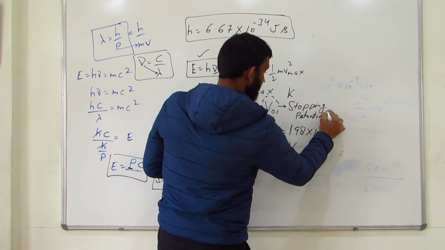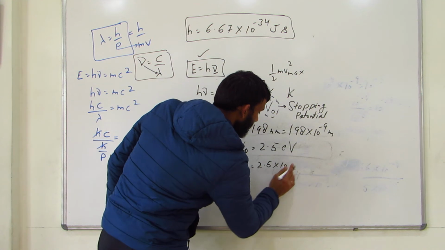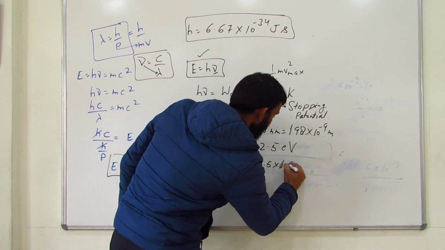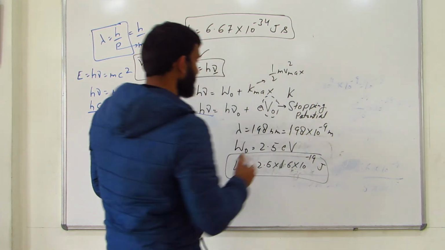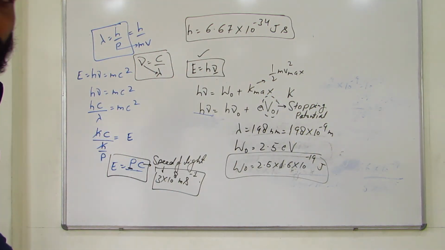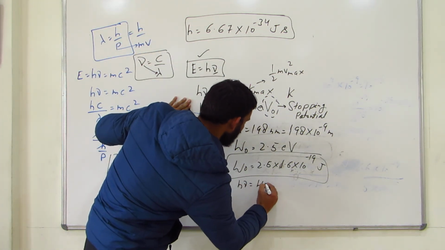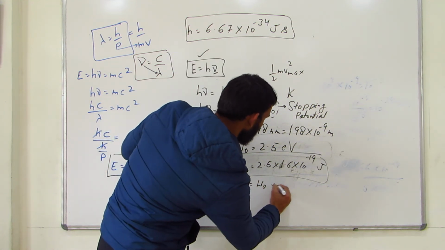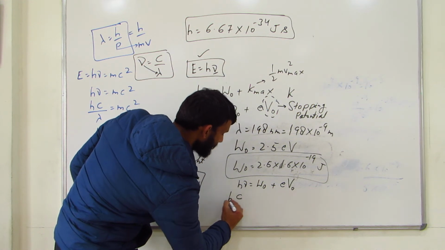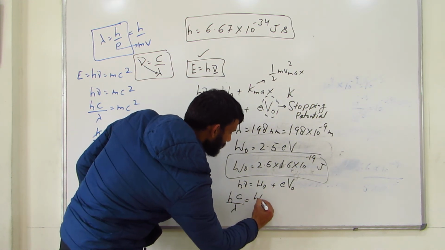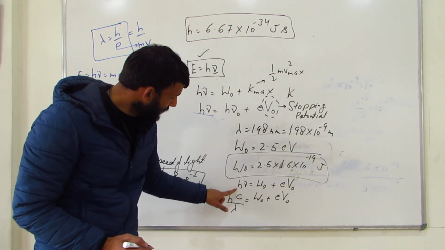So he is asking you to calculate this stopping potential. I hope you have converted it into joule: 2.5, sorry, 2.5 into 1.6 into 10 to the power minus 19 joule. Stopping potential you have to calculate. Which formula would you use? Obviously this h nu is equal to W naught, which is the work function, plus eV naught. What would you do? h, instead of nu you will write c by lambda, is equal to W naught plus eV naught. Bring this here, solve this number.